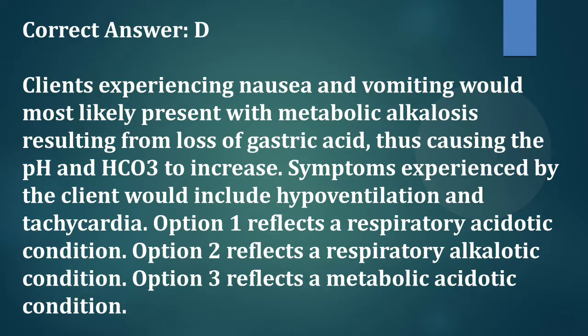Correct answer: D. Clients experiencing nausea and vomiting would most likely present with metabolic alkalosis resulting from loss of gastric acid, thus causing the pH and HCO3 to increase. Symptoms experienced by the client would include hypoventilation and tachycardia. Option 1 reflects a respiratory acidotic condition. Option 2 reflects a respiratory alkalotic condition. Option 3 reflects a metabolic acidotic condition.